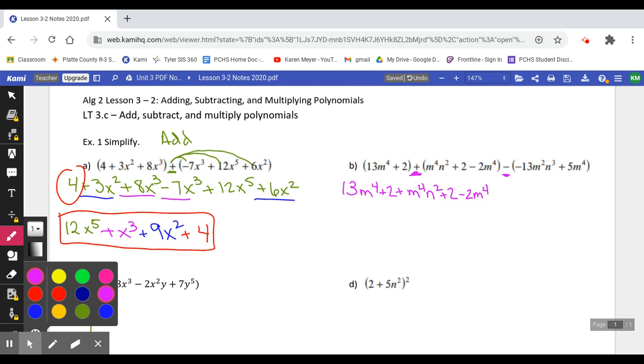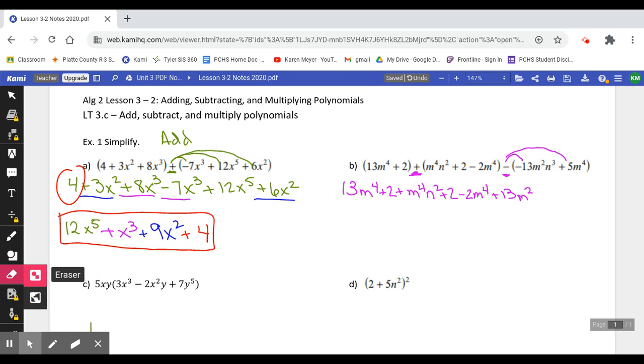But now let's talk about subtraction. If I take this negative sign and I distribute it, a negative times a negative will switch to a positive, and a negative times a positive will go to a negative. So remember, if you're subtracting, you're basically distributing a negative sign, which switches the signs of that parentheses.